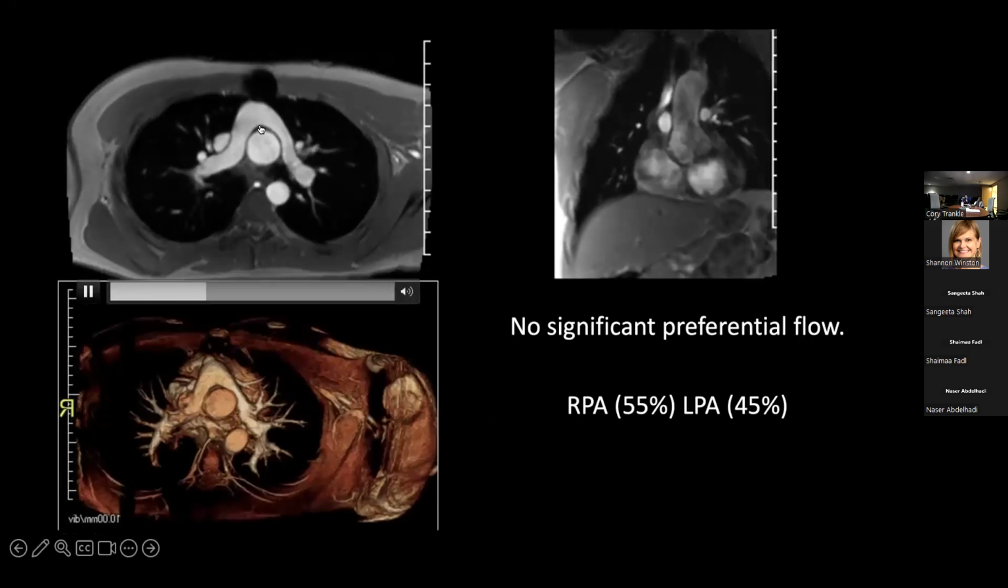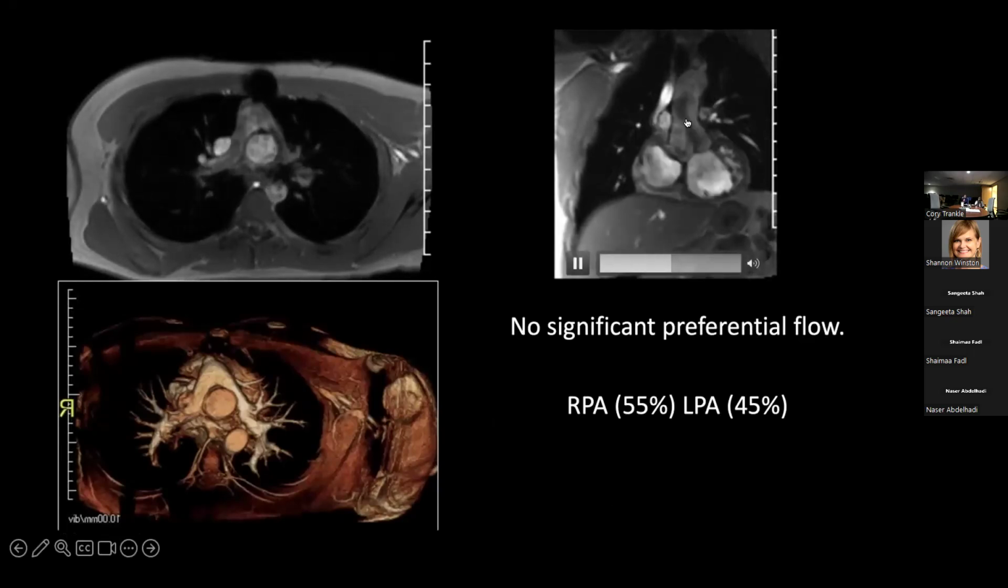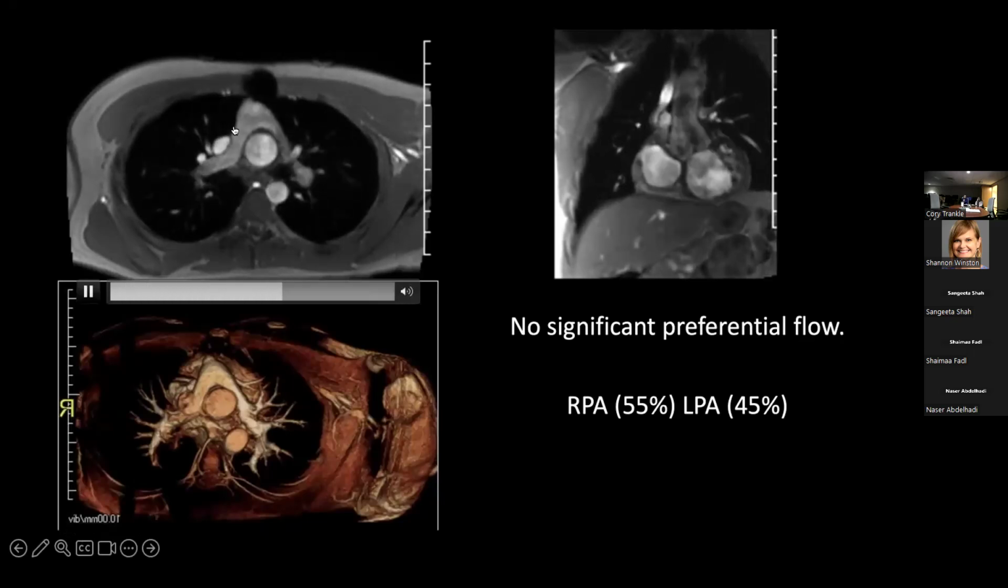And this is a cine image at the level of the branching of the pulmonary artery. You see here the pulmonary artery draping over the ascending aorta, and during systole and diastole, you see the flow. Flow images and phase contrast images in those patients are very crucial to differentiate if there is preferential flow to one of the pulmonary artery branches. And this is the coronal view showing the dilation of the aortic root along with the branches of the aorta on each side, branches of the pulmonary arteries on each side. In this patient, there was no significant preferential flow. It was 55% to the RPA and 45% to the LPA.